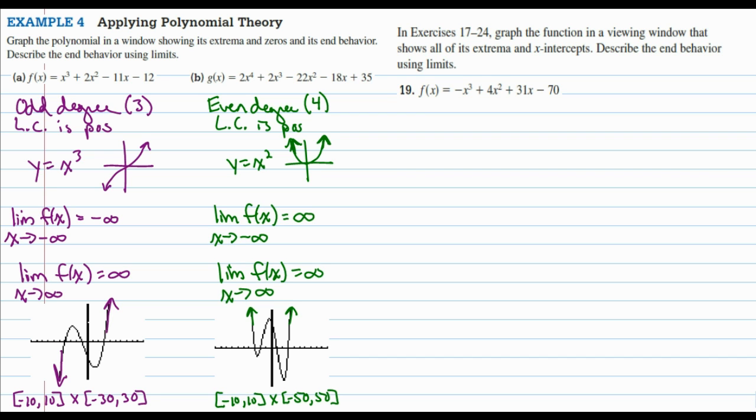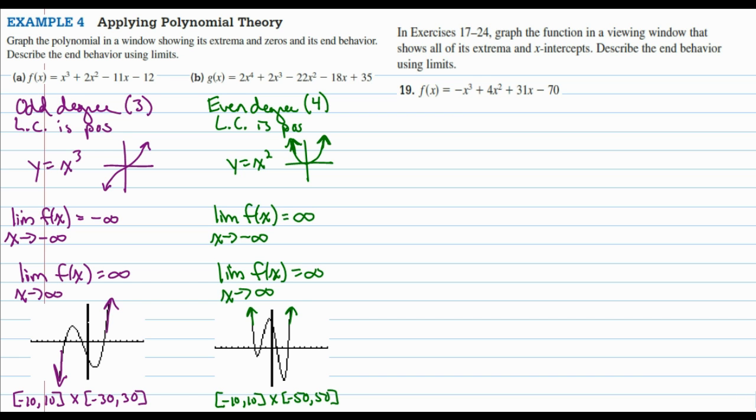Also, thinking back to example 2 of this section, notice what happens here. A third degree polynomial has 2 extrema, so 1 less extrema, and 3 zeros, the degree's worth of zeros. Then in part B, I have a degree 4. I have 4 zeros and only 3 extrema, so 1 less extrema than the degree.